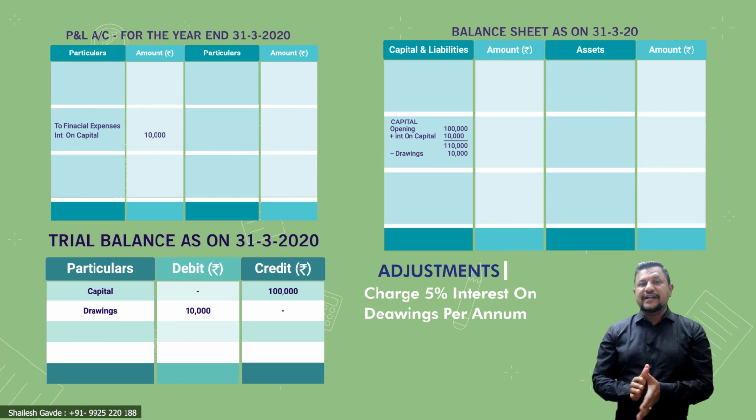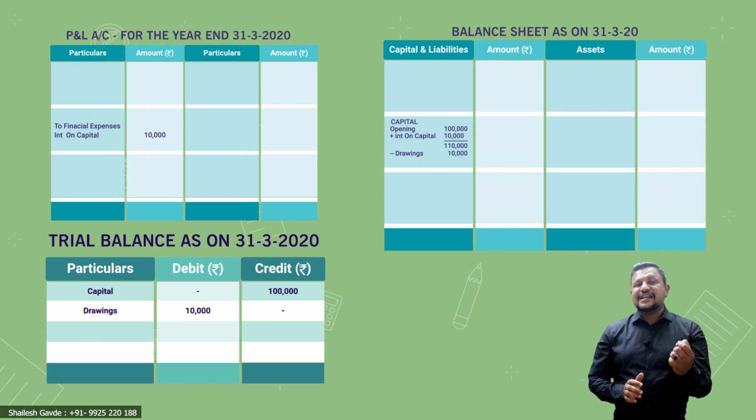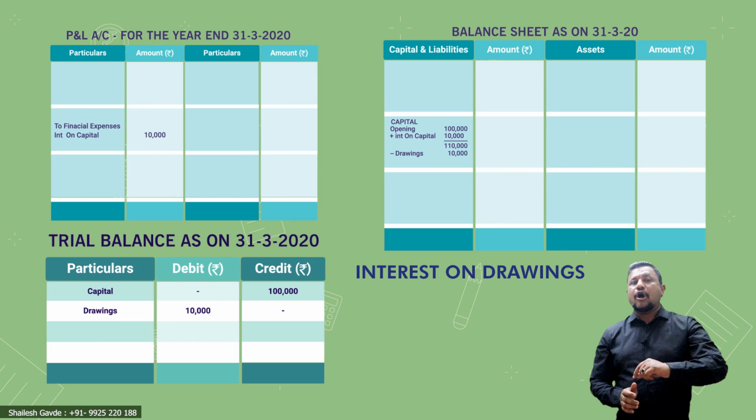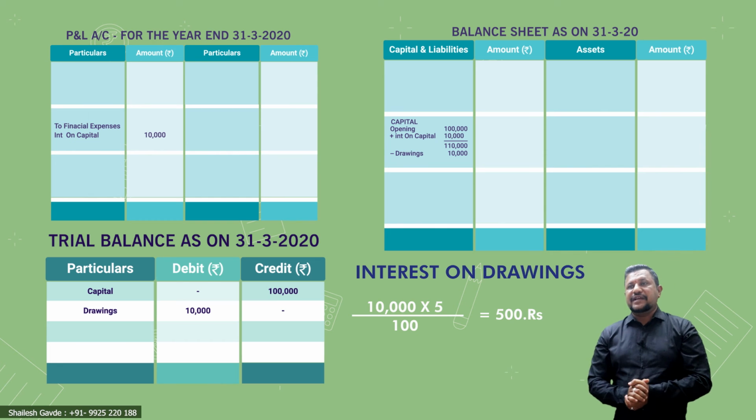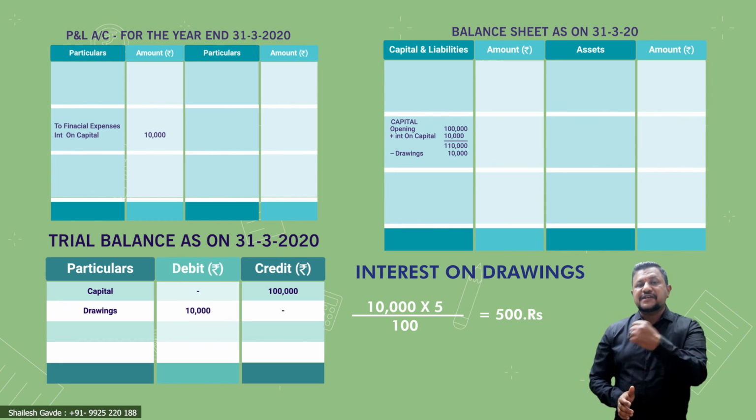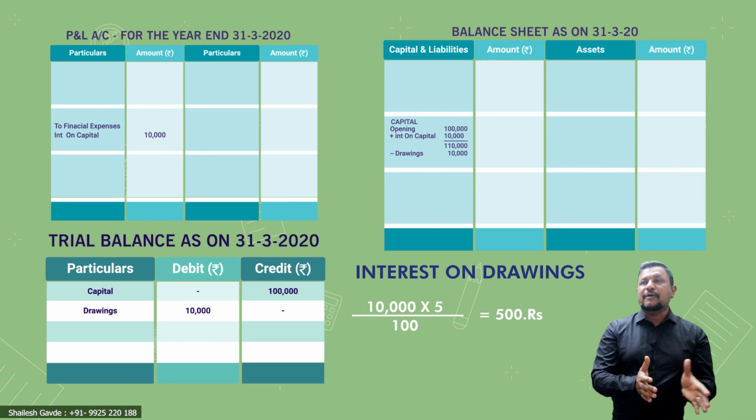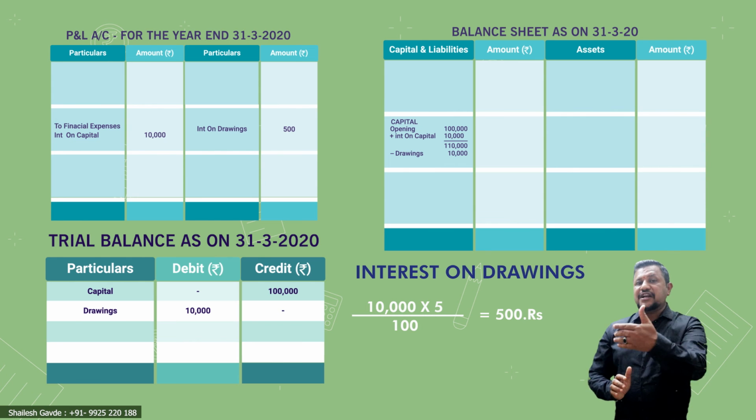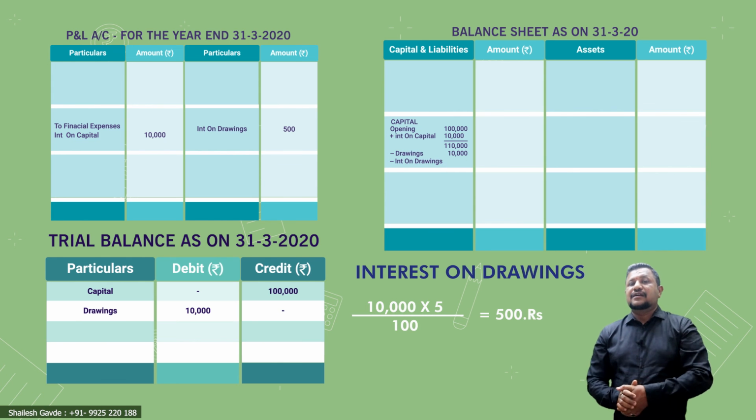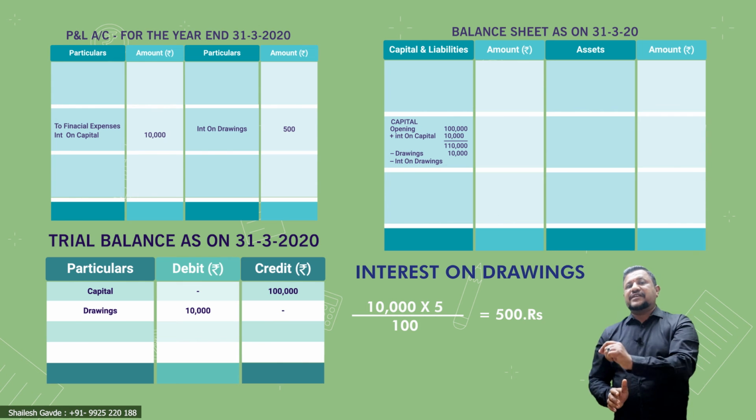So let us calculate interest on drawings. Interest on drawings is calculated on drawings. So 5% of 10,000 comes to 500 rupees. Now the first effect: it is the income of the firm. So in the profit and loss account, credit side, we will write by interest on drawings 500. And the second effect will be shown as a deduction from capital, minus interest on drawings 500.